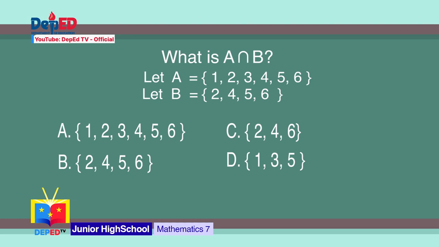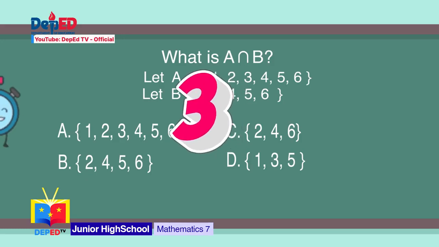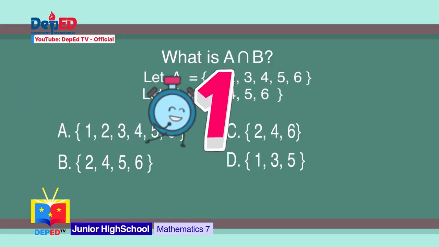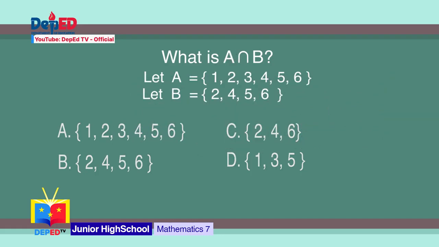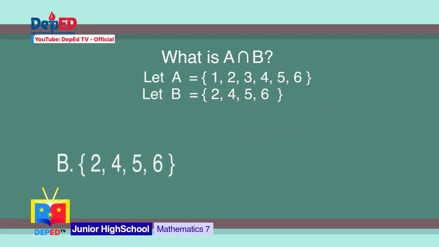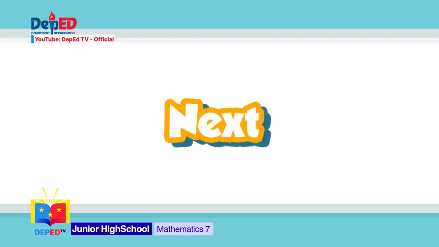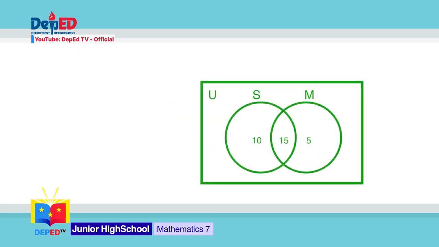Timer! The correct answer is letter B, the set which consists of 2, 4, 5, and 6. Next, given the Venn diagram, find set M union set S.